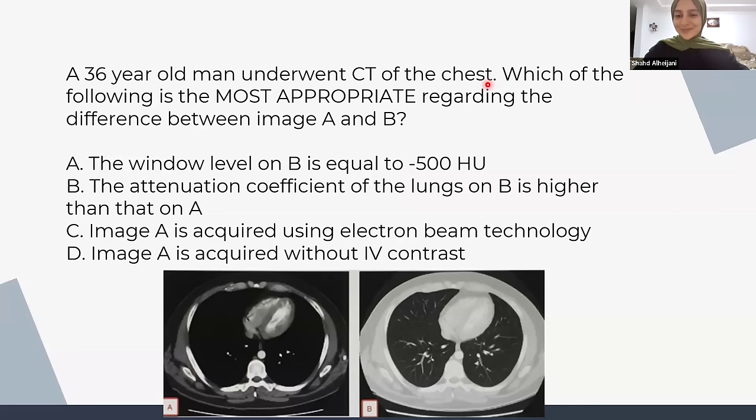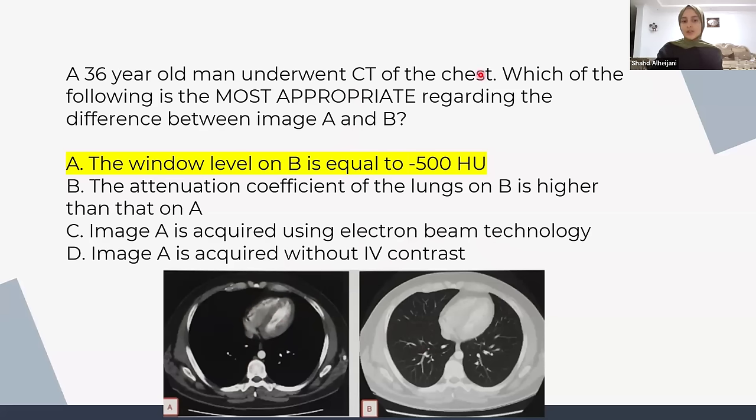Correct answer is A. So the window level on B is equal to negative 500. Which window is this? Lung window. So the attenuation will be closer to the lung or the air, which is negative 500. Attenuation coefficient on B compared to A should be lower, not higher, because the attenuation for air is negative 500. Which window is this? Can anyone tell me? What can you see? Heart. Okay, so this is a mediastinal window. So the attenuation coefficient will be for the soft tissue. Soft tissue will be closer to 40, for example. So A is higher than B.